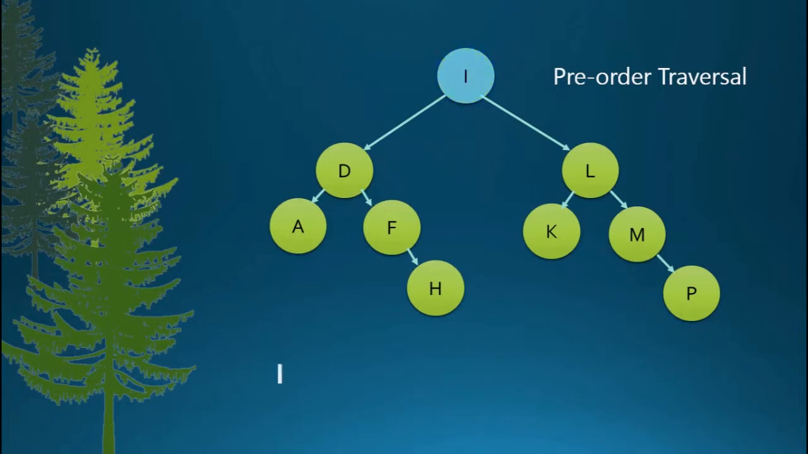So in this case, we begin with I, because that is the root node. So it's going to process the left tree. It's going to go and process D. And then the next element that gets processed is the A. And then the right-hand side of the tree is F.